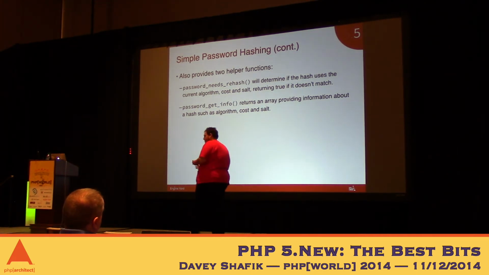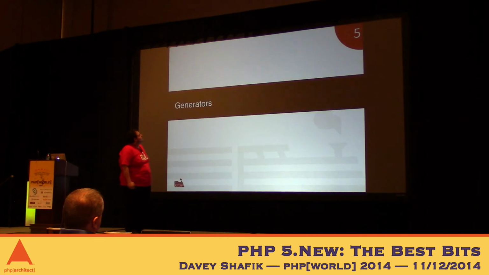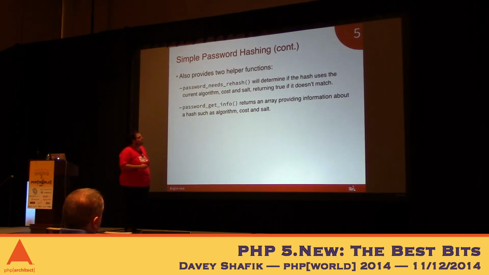And then password get info just returns basically all the info that you can get out of the hash looking at it. Any questions on password hash?